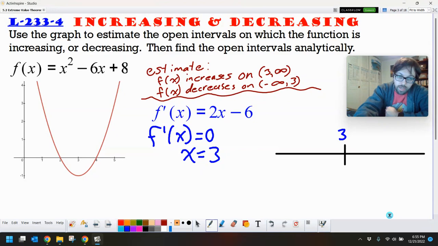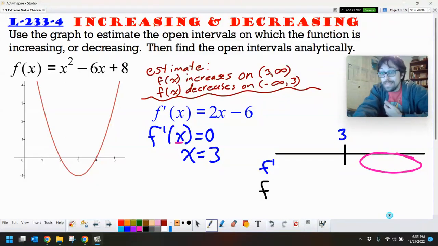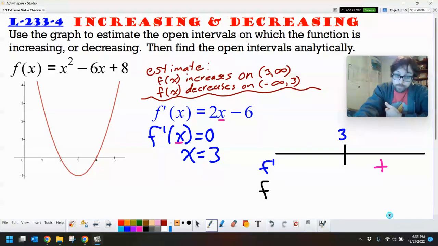And on that number line, I'm going to be figuring out what is going on with f prime, as well as what's going on with my original function. So if I put some number into the derivative that is bigger than 3, let's say a million, then 2 times a million, that's going to be pretty big, minus 6, that's going to be positive. So f prime is going to be positive over here.